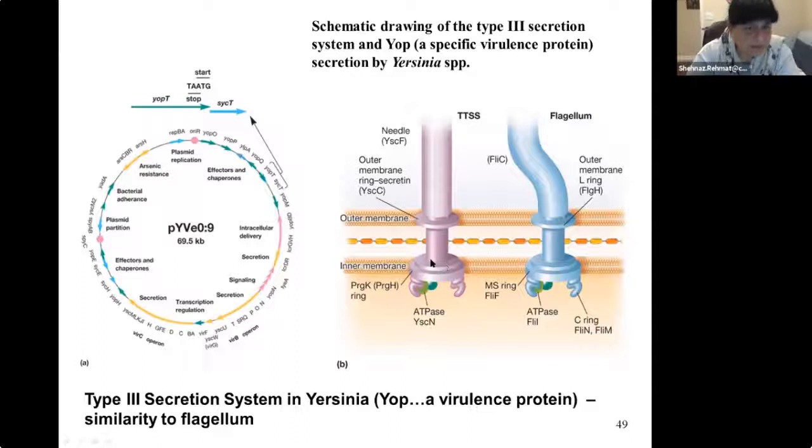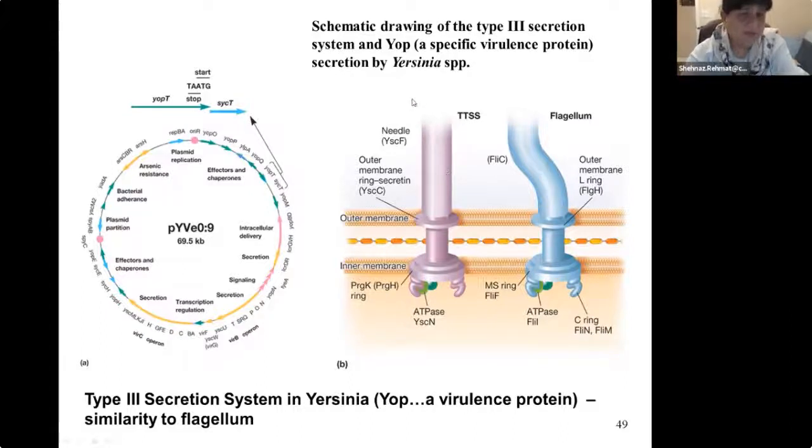We need to compare the two and see that the secretion system is very close to what the flagellum is like. Now, the genes for all of the type 3 secretion system are in a plasmid. I'm showing you this plasmid, which is a 69.5 kilobase pair plasmid, and it has all the systems for secretion, intracellular delivery, effectors and chaperone proteins coded on it. So definitely a very important plasmid found in the Yersinia, which gives its virulence factor to be able to make the type 3 secretion system.